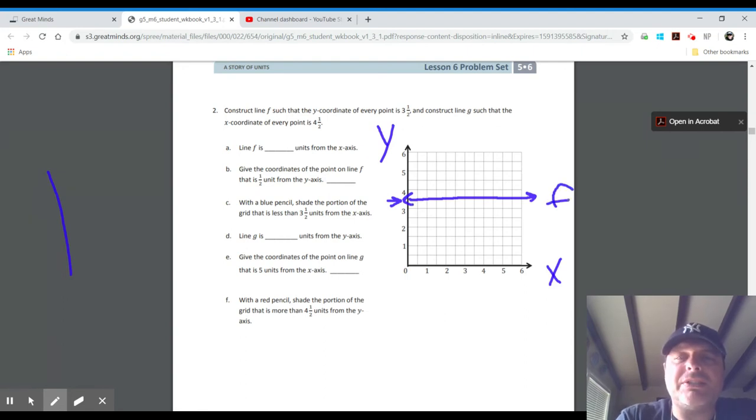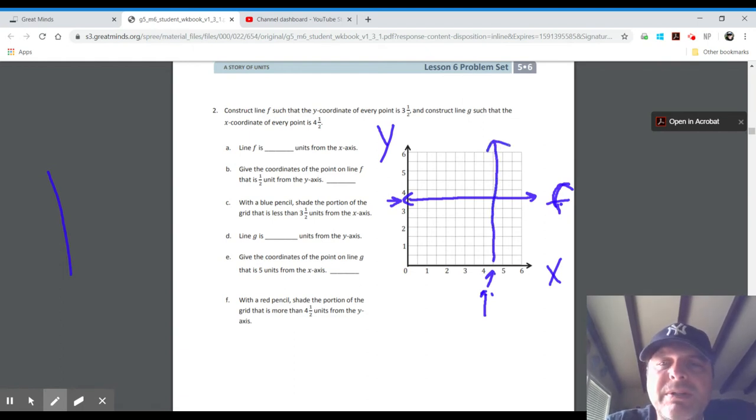And then they want me to make a G line, sorry, that's F. And for G, they want me to make it so that it has all X's that are 4.5. Okay, so we're looking at, let's see, 4.5 is there. There you go, 4.5 right there. And so I'll draw a line going straight up, and they cross over. And that is going to be line G. They want me to name that G. So that's where X is 4.5, okay?